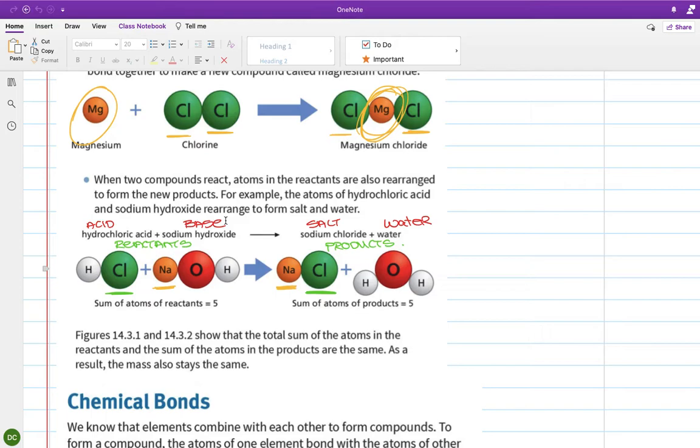On the left we had one oxygen atom, there it is, and we still have one oxygen atom. On the left, it was making up part of the sodium hydroxide. On the right, it's making up part of the water. Then we have two hydrogens on the left involved in both of the compounds, so it's part of the hydrochloric acid and also part of the sodium hydroxide. And then on the right, we still have two making up the water. Overall, the mass of the reactants and the mass of the products are the same. It's just they're completely rearranged.